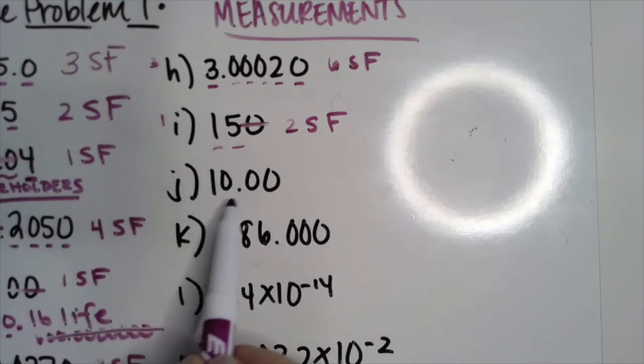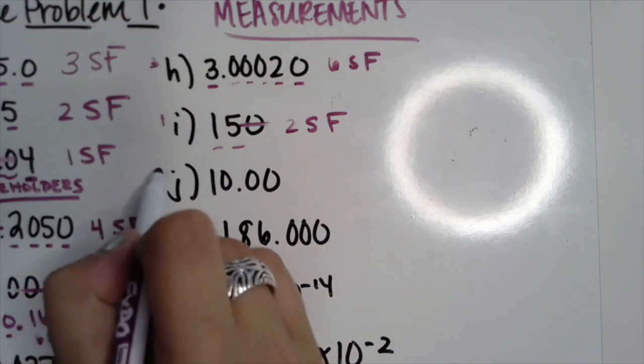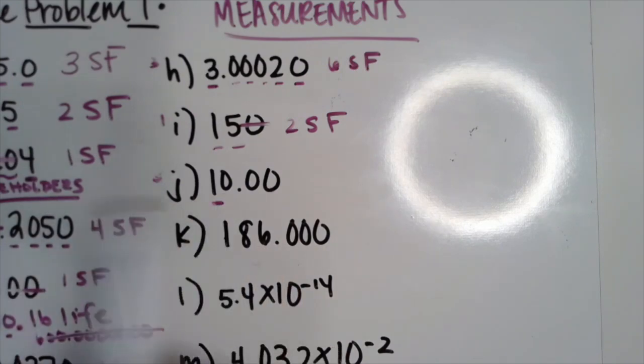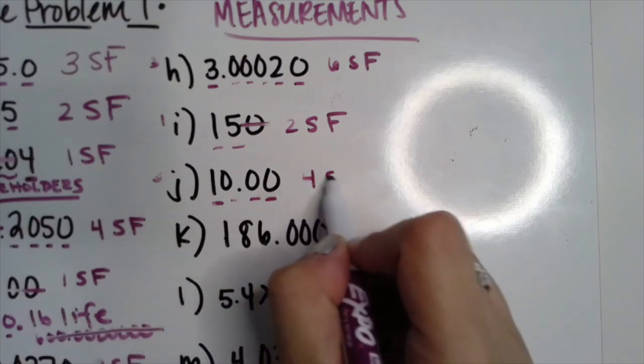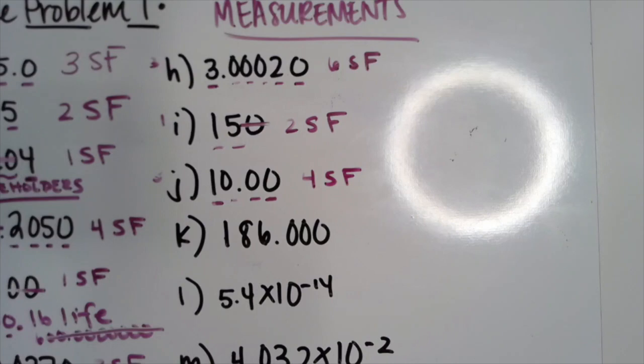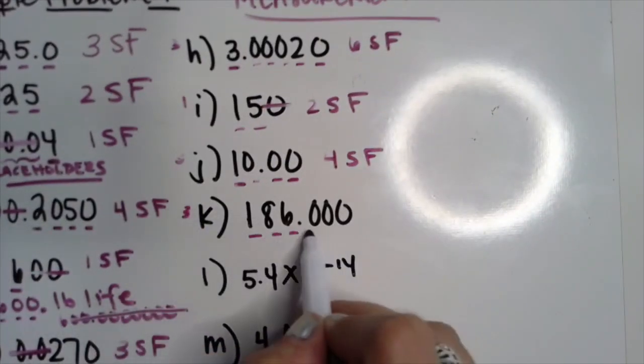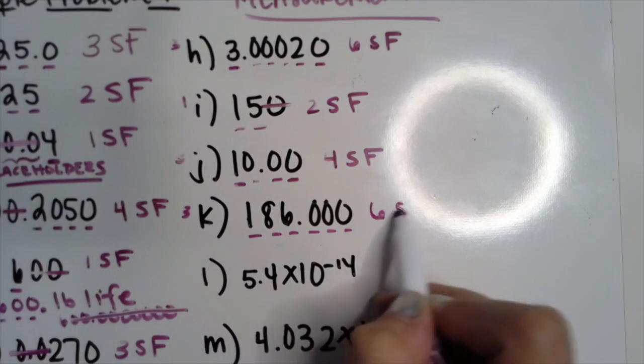10.00. Decimal point. So we're going to look at rule 3. First non-zero number is the 1. Everything after it there counts. This has 4 significant figures. 3, same rule. Everything counts. 6.